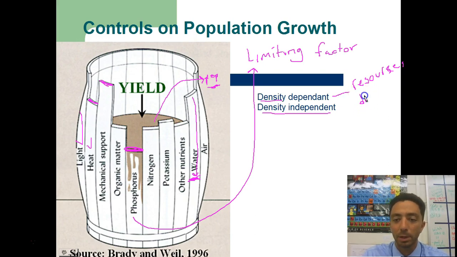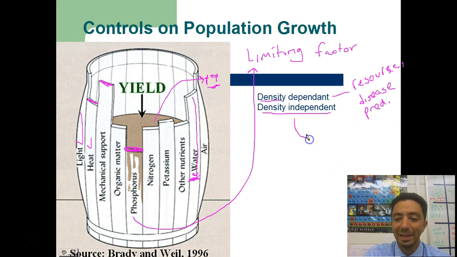If you have a lot of organisms living together, it makes disease easier to transmit between them, and so that could reduce the population, right? That would be kind of a health factor, which is not one of the factors on this barrel. But disease is another one that's density dependent. It could be predators, right? If you have a lot of prey living together, it's going to attract some predators, and those predators would control the population and reduce it down.